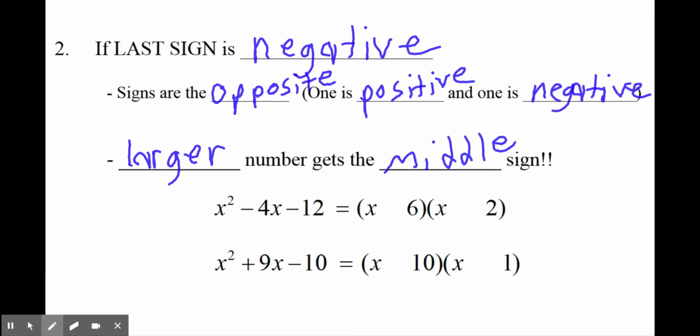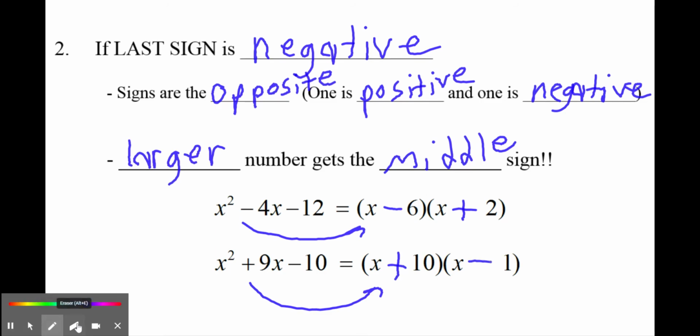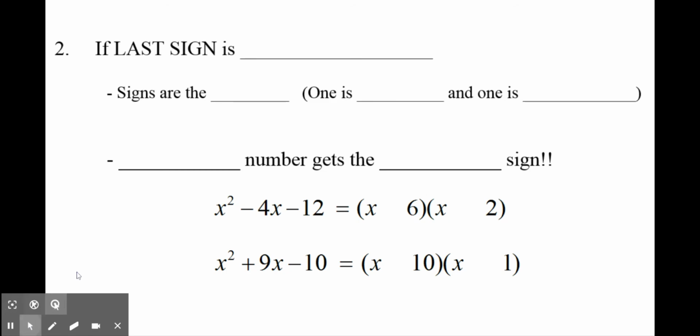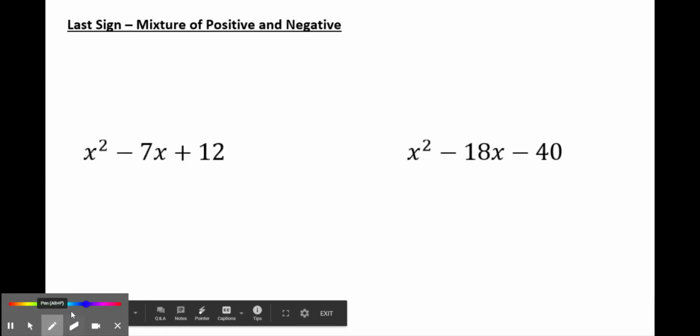So between this, if we factor x squared minus 4x minus 12, the 6 is greater than the 2. The 6 gets the middle sign. The other one's opposite. The 10 is larger than the 1. The 10 gets the positive middle sign, and the other one is opposite. Just kind of throwing them all together now for practice.